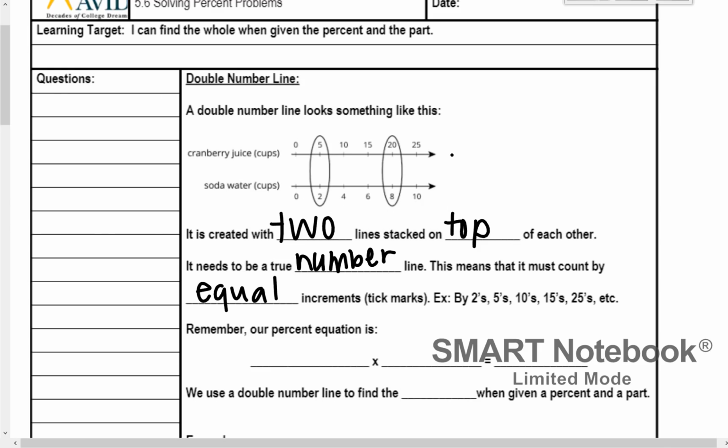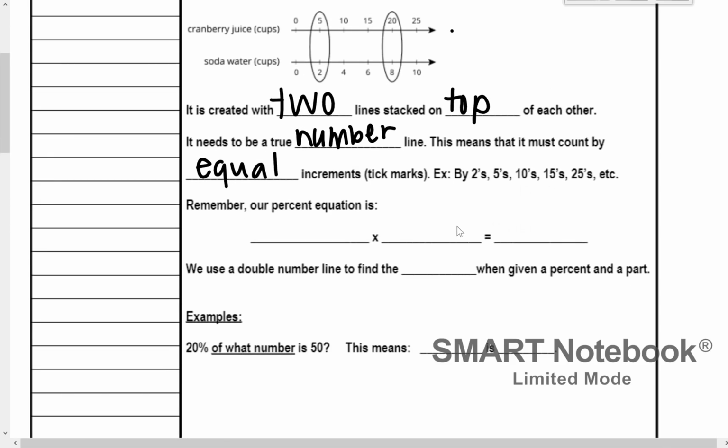Okay. Now let's remember our percent equation from that very first lesson that we learned. It was percent times the whole equals the part. Okay, and today we're learning how to find that whole or the total.